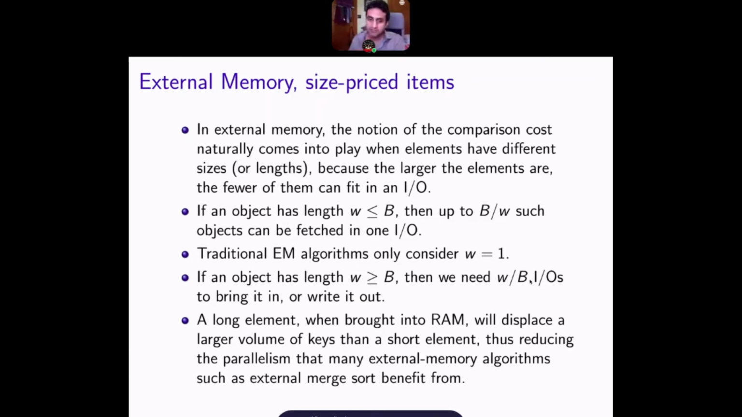So you could have elements of length W, and you will need W over B I/Os to bring one such element into memory. So now, why is this different from the traditional external memory algorithms? Well, external memory algorithms basically make advantage of parallelism. But now if you have a large element, when you bring it into RAM, it will also displace a lot of short elements from RAM. So your level of parallelism will reduce. So hopefully the size price setting and the external memory setting is roughly clear.